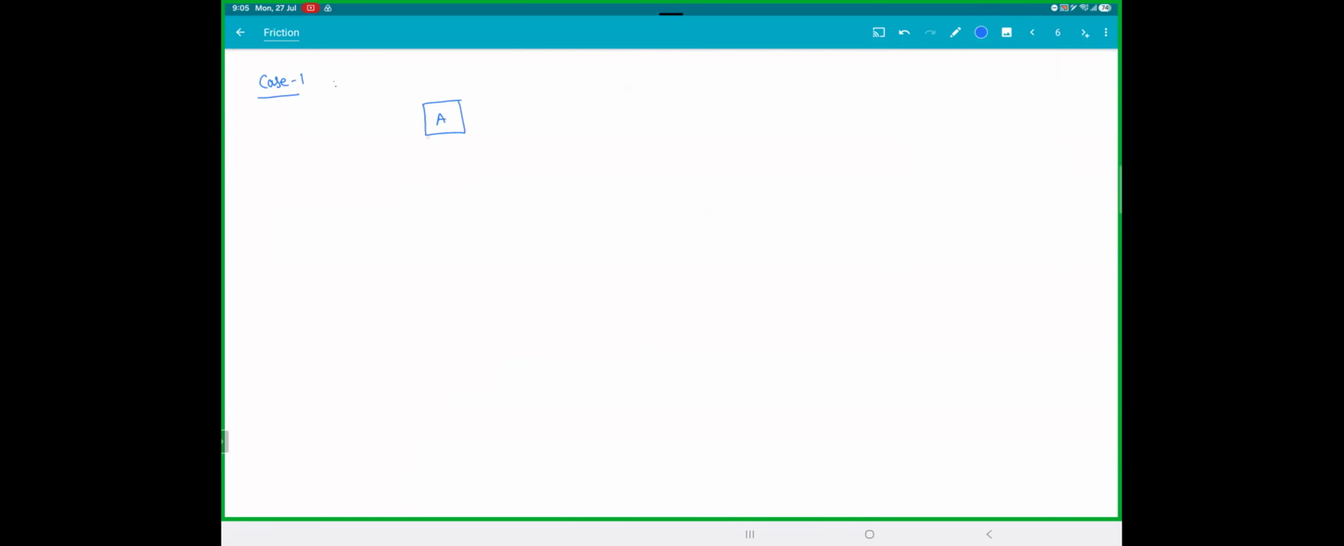Let's say we have two blocks, A and B. Let's say A is going with 2 meters per second. B is going with 1 meter per second. This is a rough surface. So the question is, what is the friction between them? Which direction? We don't want the magnitude. So think of it like this: if there are springs between them, the guy A is going faster.